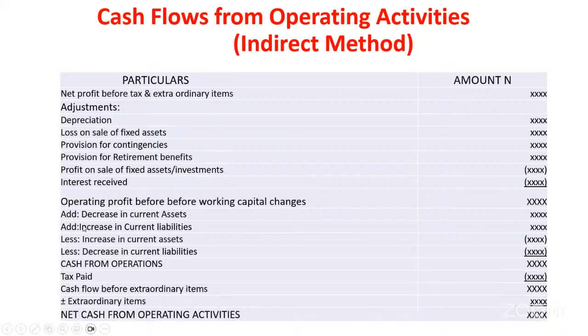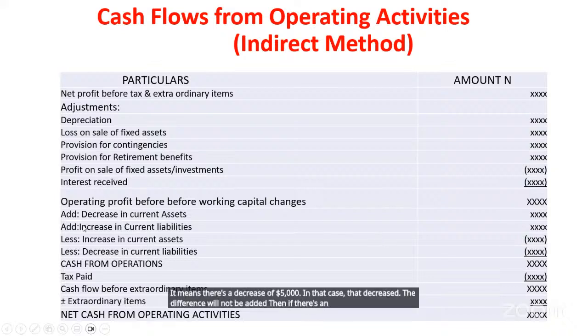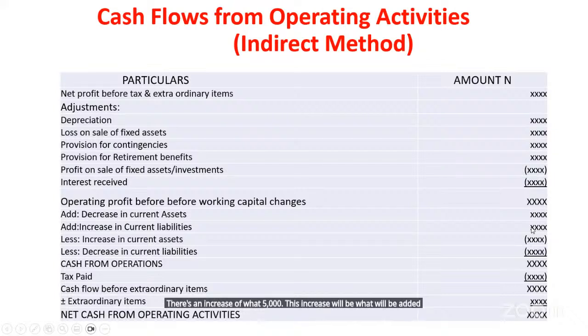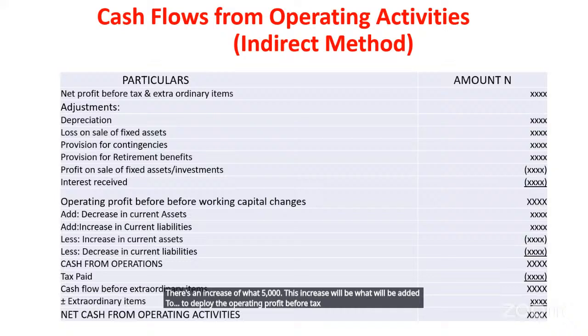Then, if there's an increase in current liability, last year creditors was 10,000. This year creditors is 15,000. You now say, okay, there's an increase of what? 5,000. This increase will be added to the operating profit before tax and working capital. So you add it here.